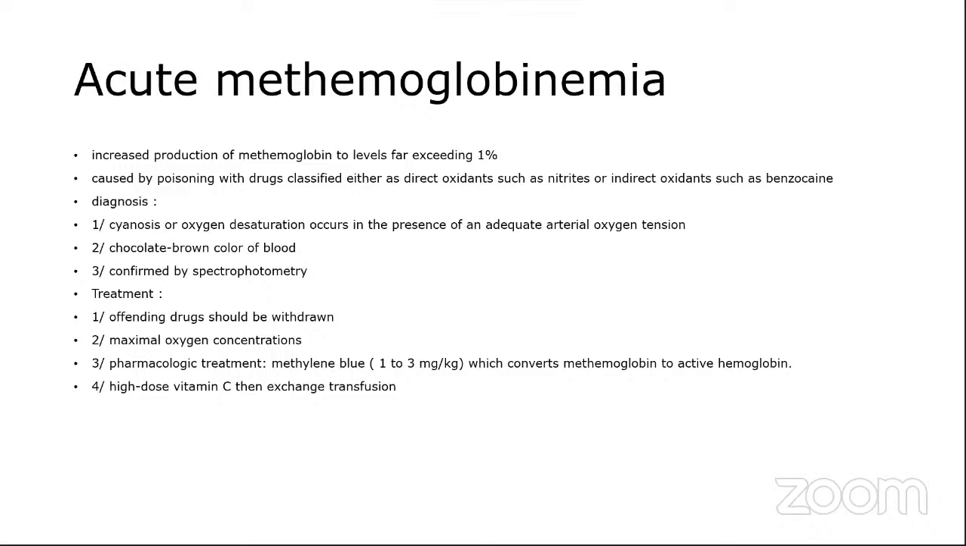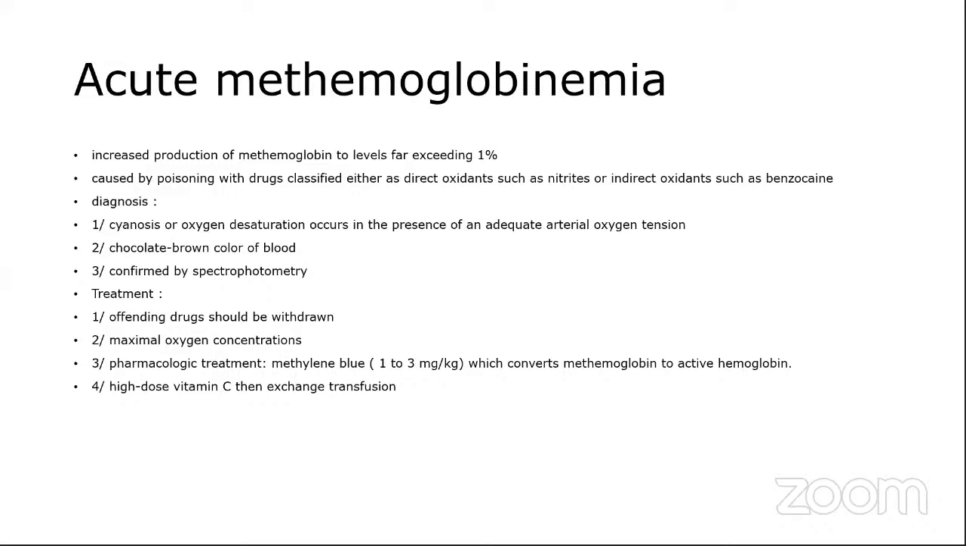Direct oxidants such as nitrate, nitroglycerin, and sodium nitroprusside, and also even high dose of methylene blue. High dose, I mean 7 milligram per kg, can also aggravate methemoglobinemia. But by the way, this is the treatment also of that. We can give methylene blue.